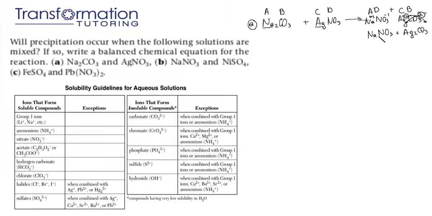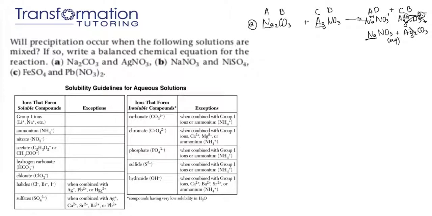Now what we're going to do is figure out, is one of these a precipitate? Let's start with NaNO3. The big one here is Na. If we look at the solubility guidelines, it says group 1 ions such as Na are always soluble with no exceptions. So this is soluble, and we will put aq next to it. This is always soluble. This is definitely not a precipitate.